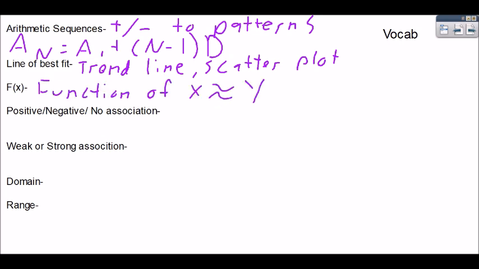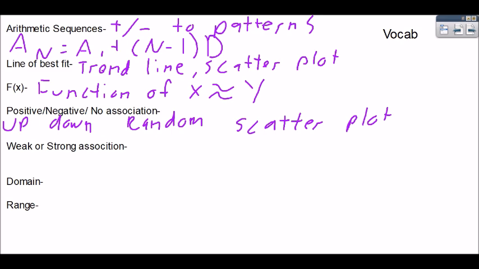Positive, negative, and no association are in reference to scatter plots, and it's saying, does the line go up, does the line go down, or is there no line at all and it's random? Weak or strong associations is saying, I draw a trend line through my data, will my trend line predict it super close, or is there an iffy chance we get it?